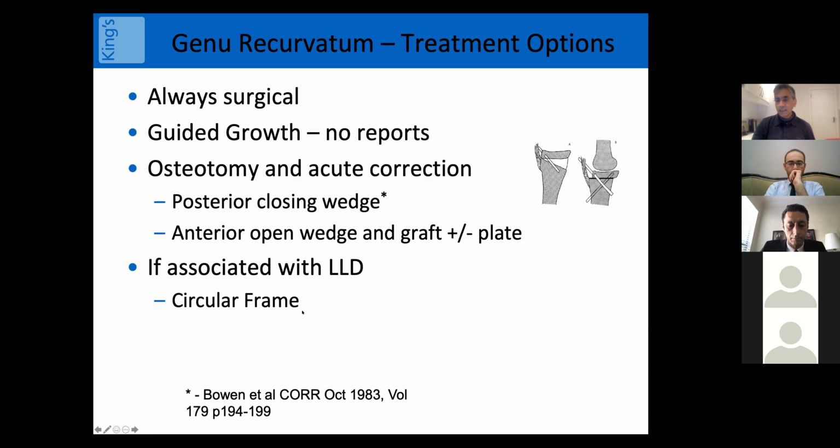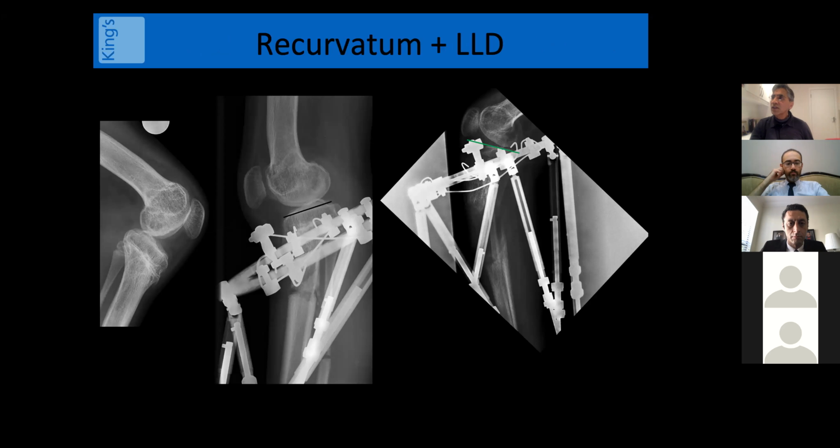And as I said, it is associated with LLD, or in this case was, so we used a talospatial frame again and brought it to reverse the tibial slope by creating an anterior apex here, and then lengthen and brought the tibia. So she's done well.